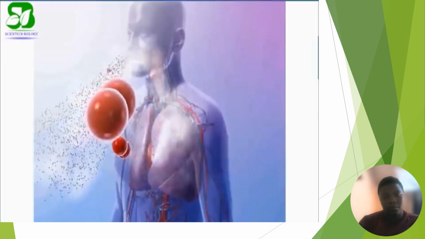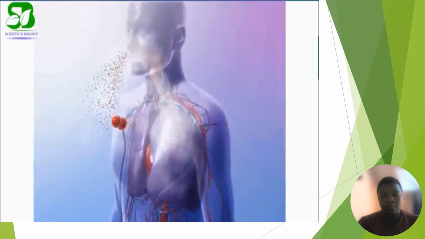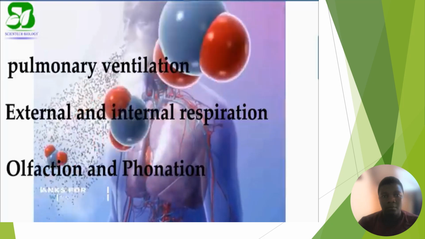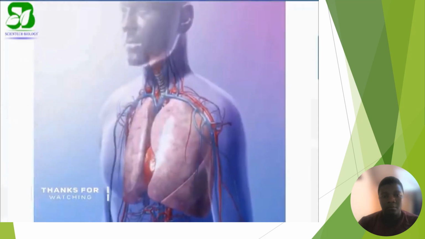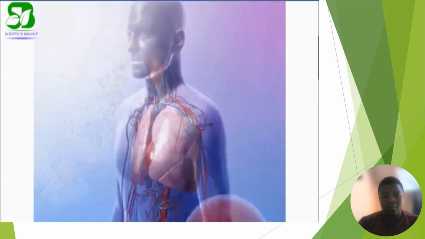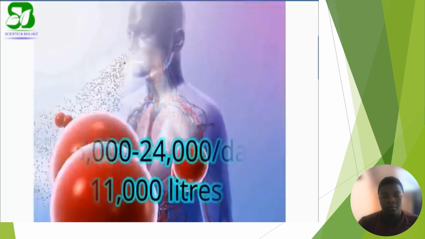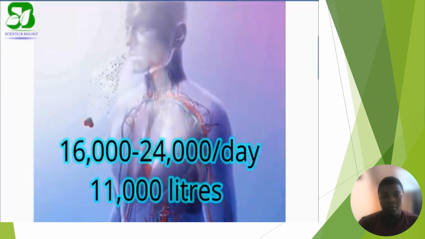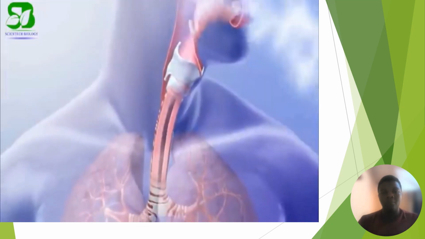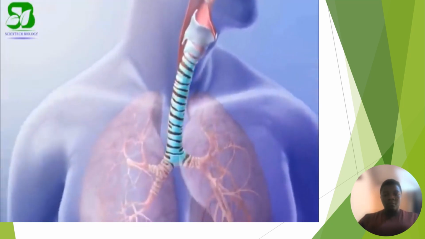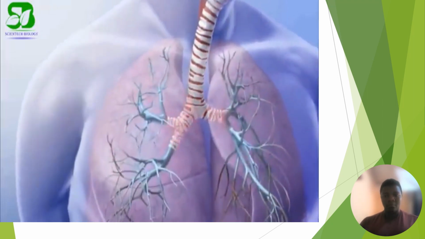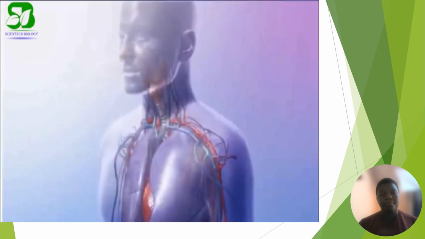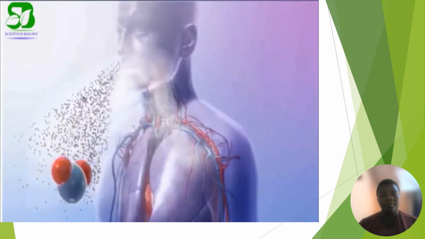Human respiratory system is one of the most vital organ systems of the body that support pulmonary ventilation, external and internal respiration, olfaction and phonation. We breathe about 16,000 to 24,000 times a day with exchange of about 11,000 liters of air with the atmosphere. In this process, the oxygen of the atmospheric air is delivered to the human body, which is then utilized by the tissue, and the carbon dioxide, which is produced by the human body, is exported to the lungs.